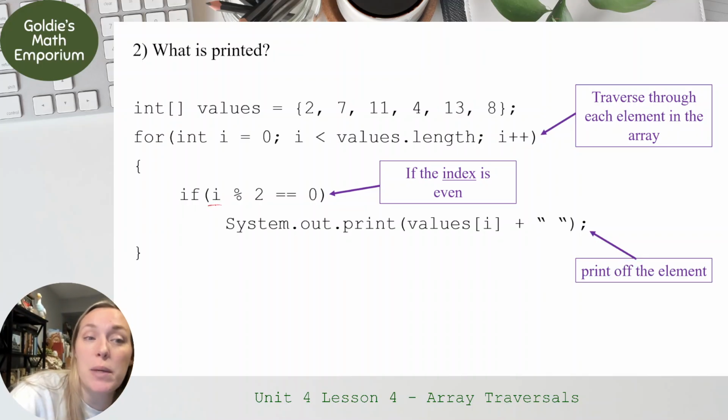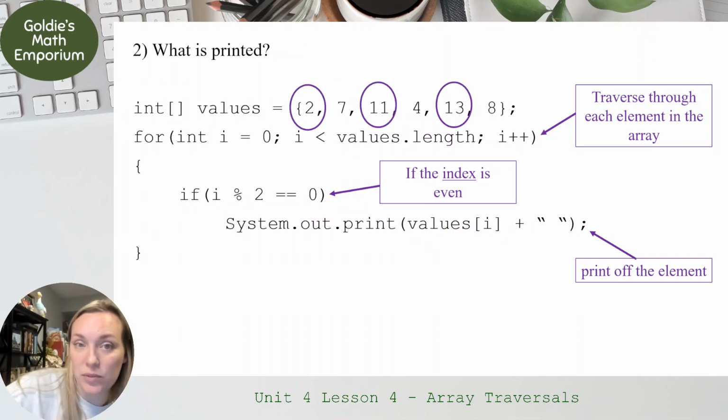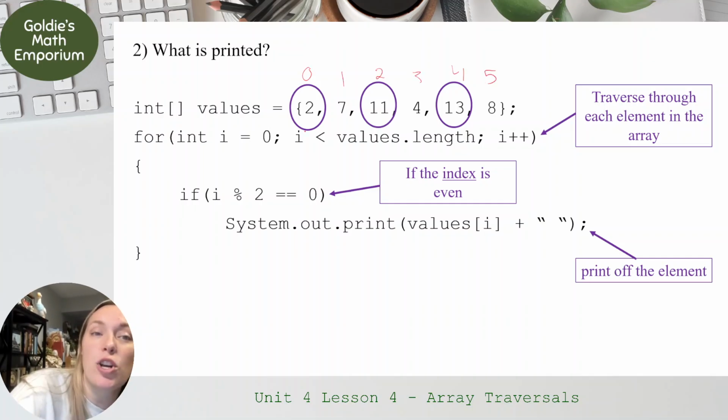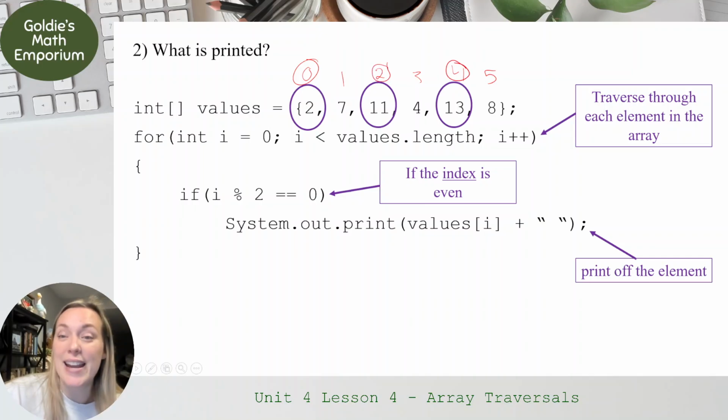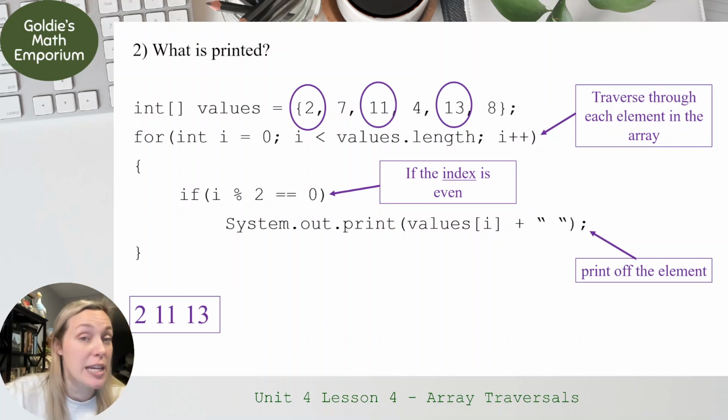You're going to have to be very careful about those differences when you're reading these questions. i and then values of i. This is checking if the index is even. If the index is even, print off the element. Okay. What has even indexes? Well, this has an index of 0, 1, 2, 3, 4, 5, right? So this is an even index, this is an even index, and then 4 is also an even index, okay? So those are my even indexes, and then I print off the elements. So 2, 11, and 13 are what is actually going to get printed to the screen.